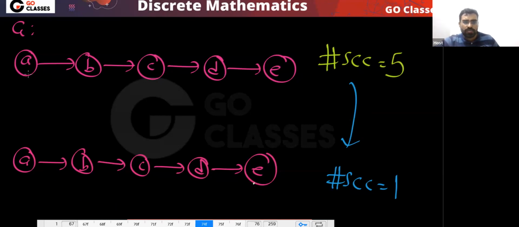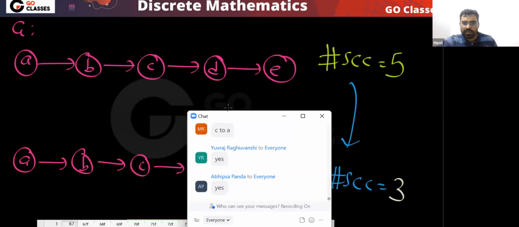Can you make it 2? Which edge should I add such that I will get 2 components? If I do this, then I will get 2 components. Okay, now I want 3 components in this graph. Is it possible in this graph? Which edge should I add?